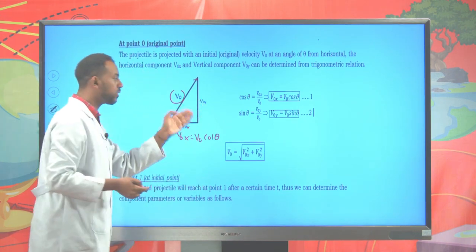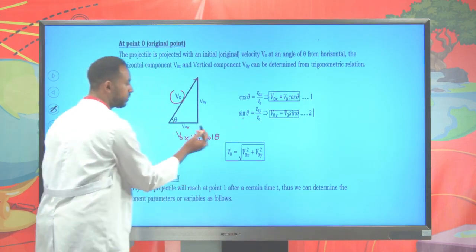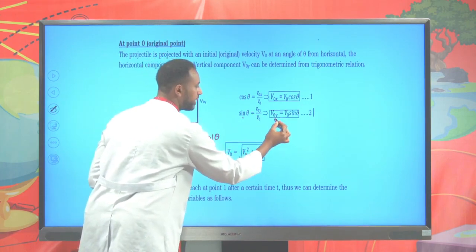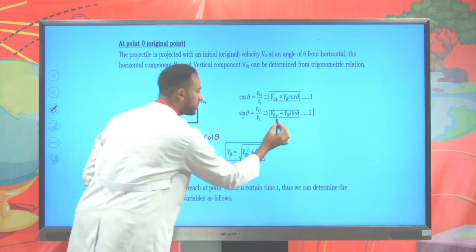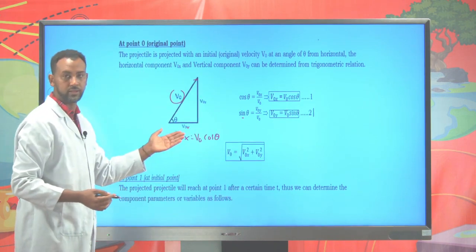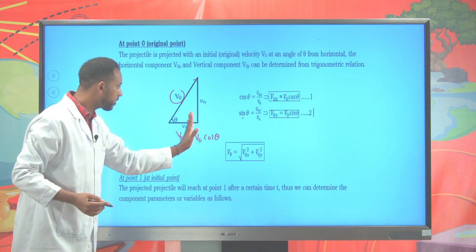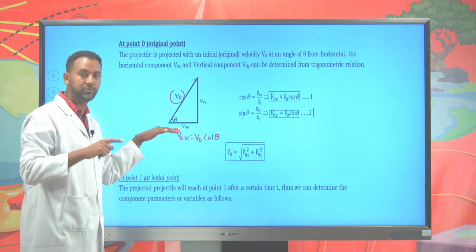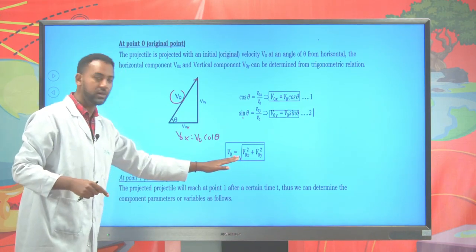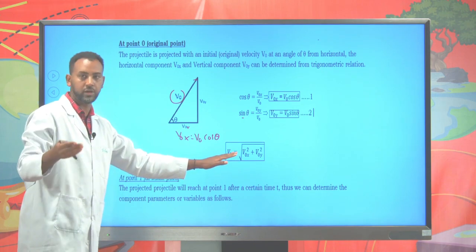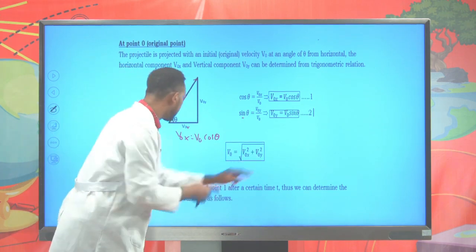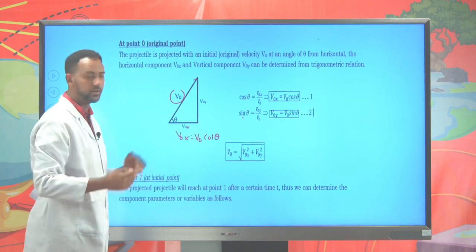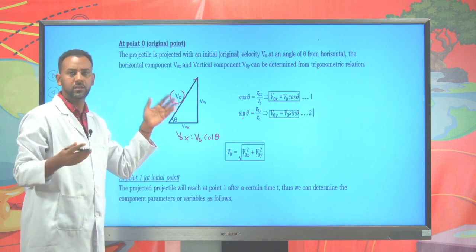The vertical component of the initial velocity can be determined using sine. We know that sine is opposite over hypotenuse, therefore v0y over v0. When you cross-multiply, you find that the vertical initial velocity component is v0 sine theta. The horizontal and vertical components are vector quantities, so you should not add them linearly. Rather, you should use the Pythagorean relation: the square root of v0x squared plus v0y squared gives you v0, the initial velocity.